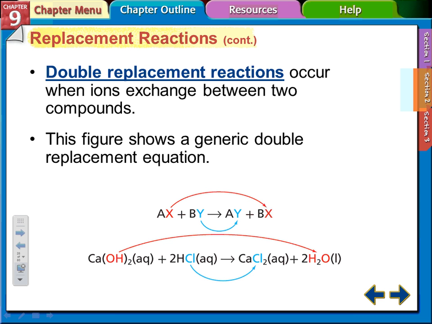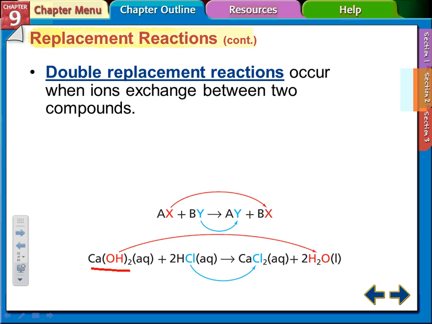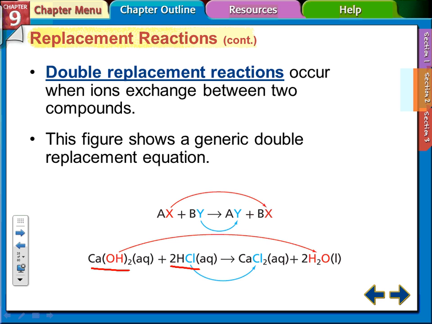They change places. So these two change places, and they show an actual reaction here with calcium hydroxide reacting with hydrochloric acid, and it becomes calcium chloride and water. Okay, so the chlorine goes with the calcium, and the hydrogen goes with the hydroxide and becomes water. The calcium goes away from the hydroxide and gets with the chlorine and becomes calcium chloride.